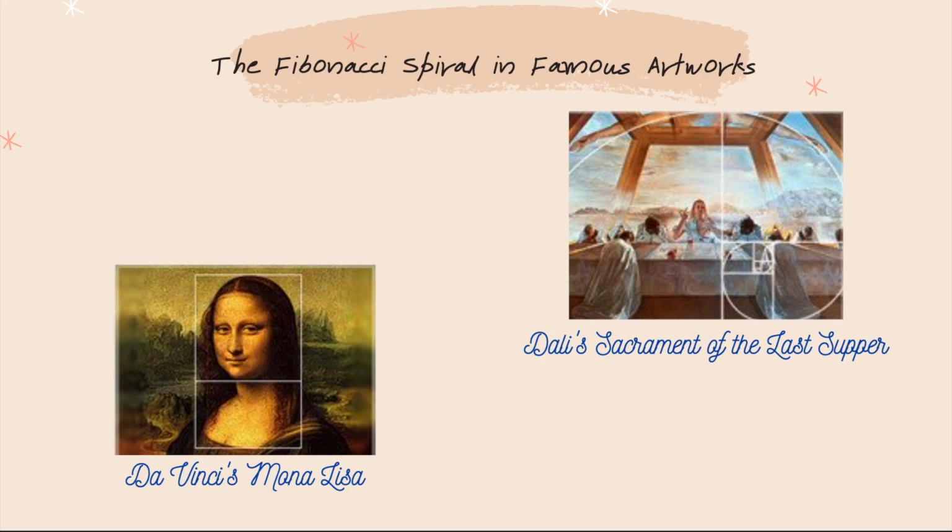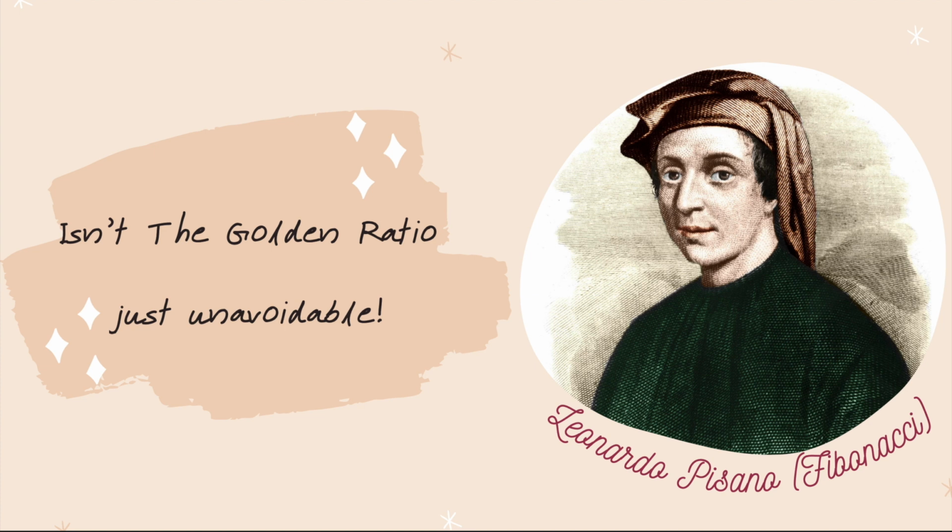The Fibonacci spiral can be seen in many famous artworks like Da Vinci's legendary Mona Lisa and Dali's Sacrament of the Last Supper. Isn't the golden ratio just unavoidable?